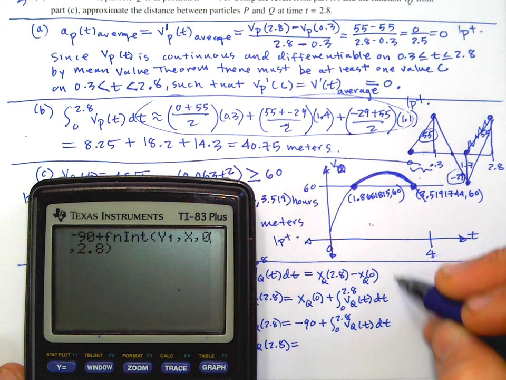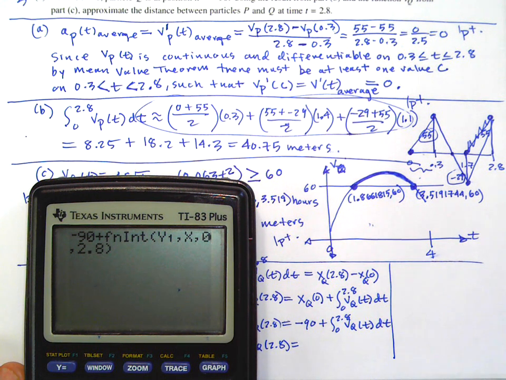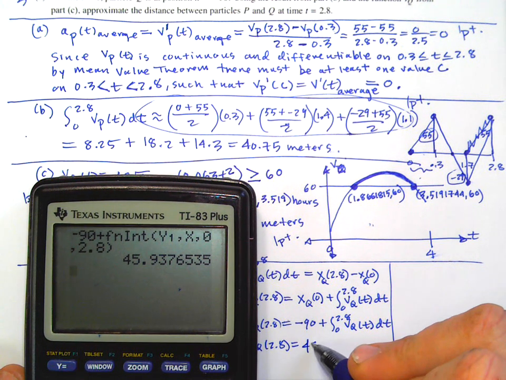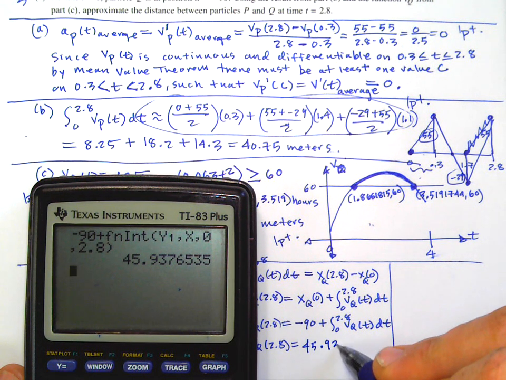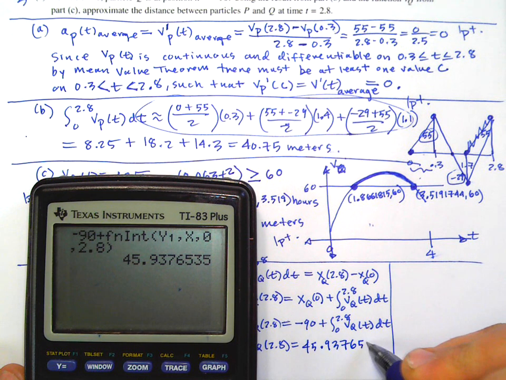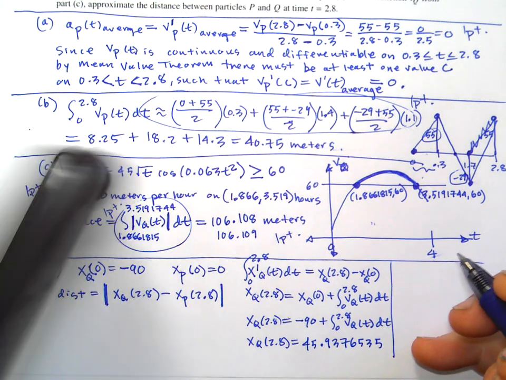We're going to do the same thing for x sub P. Waiting patiently. Take a deep breath. 45.93765535. Okay, so we got that work nice and labeled.